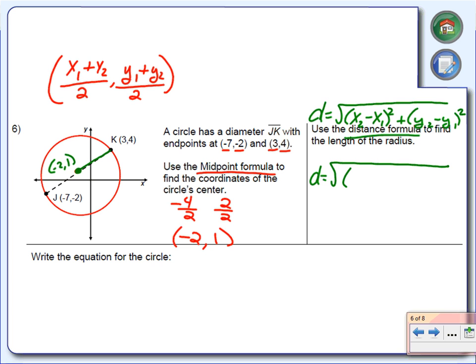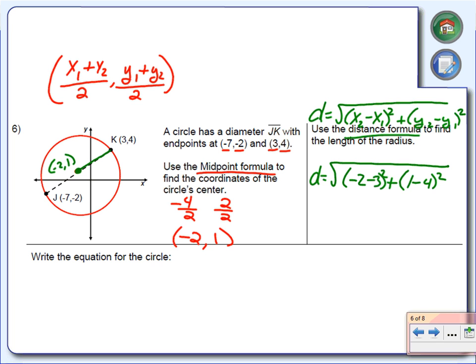All right, so let's replace all those variables with the actual values. The two x's that I'm looking at are negative 2 and positive 3. So we're going to have negative 2 minus a positive 3. That goes in the first set of parentheses. I'm looking at the x's. Now I'm going to do the same thing with the y. The two y's we have are 1 and 4. Those are the ones that I'm going to subtract. 1 minus 4.